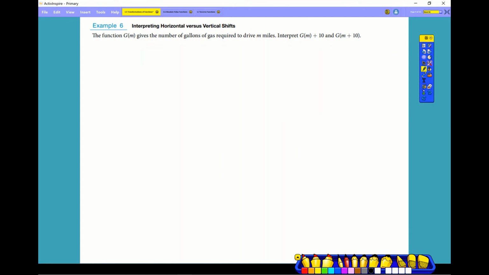Okay. So the function g of m gives the number of gallons of gas required to drive m miles. So we're going to interpret these. So g of m plus 10. So if this is the number of gallons to drive m miles, then we have gallons plus 10. So that would mean we are requiring 10 more gallons.